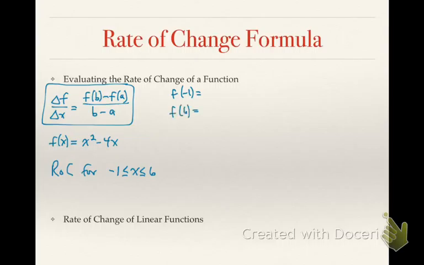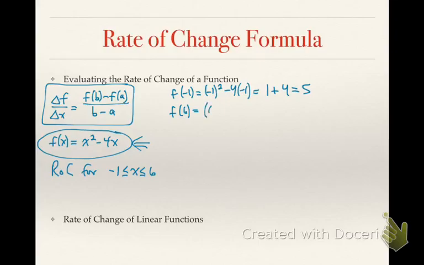Now note, I'm giving a function in terms of an equation, but you could also be given a graph or a table, and from those you should be able to find the evaluation of the function by examining them. But the equation form is the most common form. So just plug in -1. That gives me 1 plus 4, which is 5. Evaluating at 6 gives me 36 minus 24, which is 12.